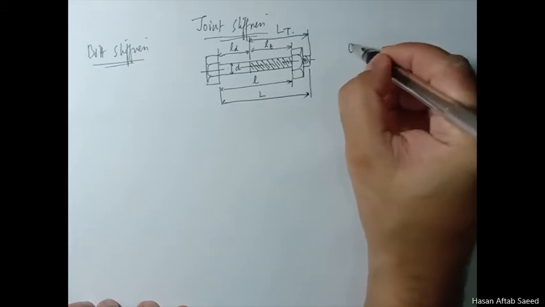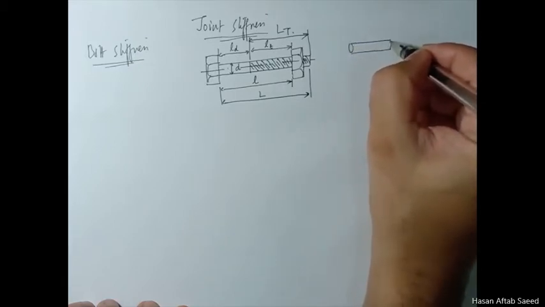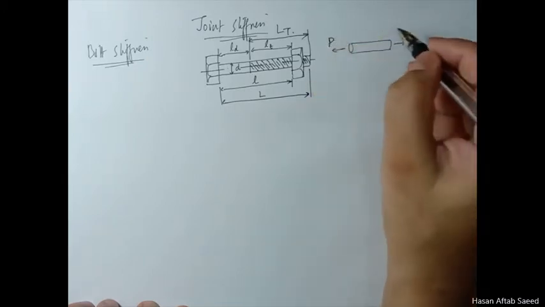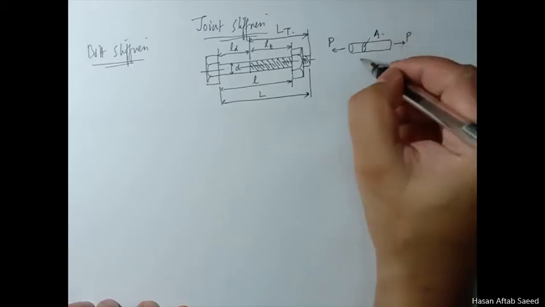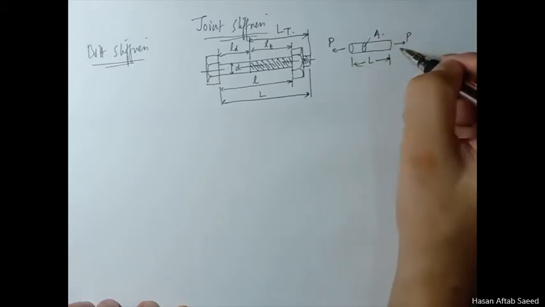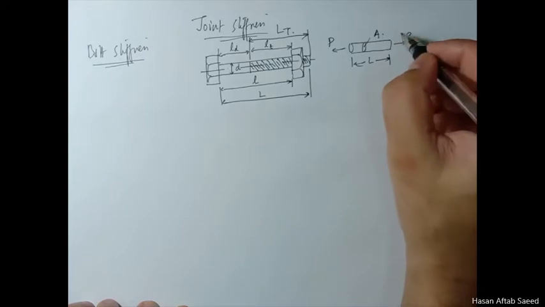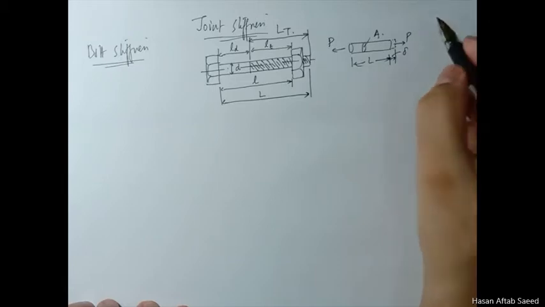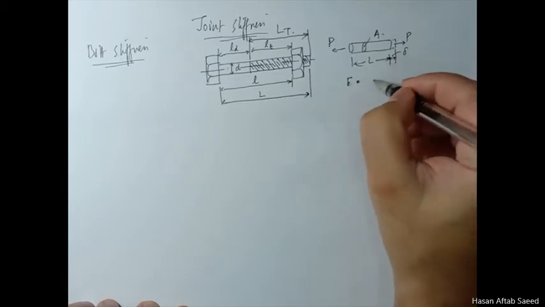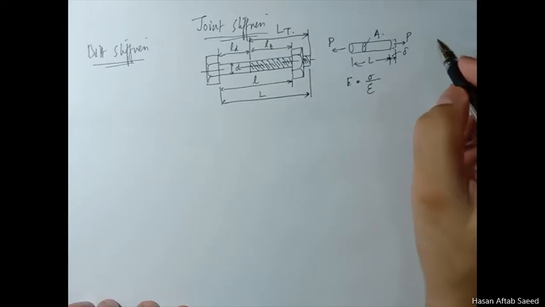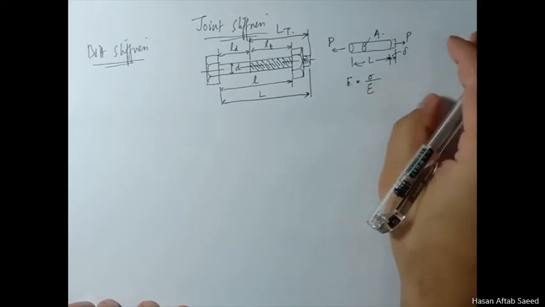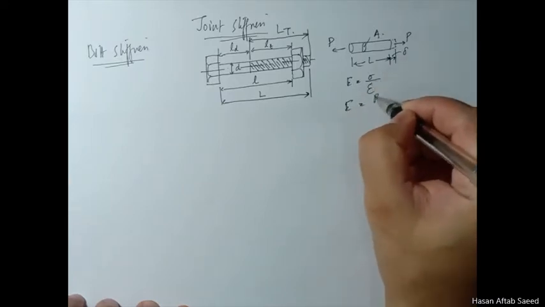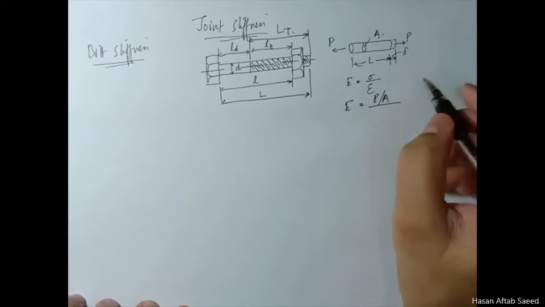So first of all, let's consider a cylindrical bar subjected to a load P. The cross-sectional area is A and the length of the bar is L. As a result, this undergoes a deflection delta. Now, because stresses and strains are connected with the stiffness of the material, Young's modulus, we can write the formulas for sigma and epsilon.